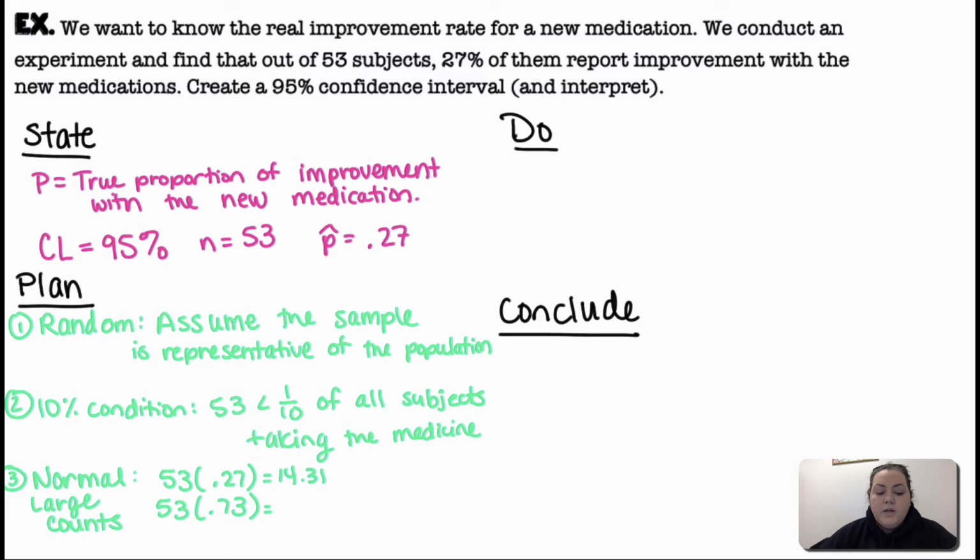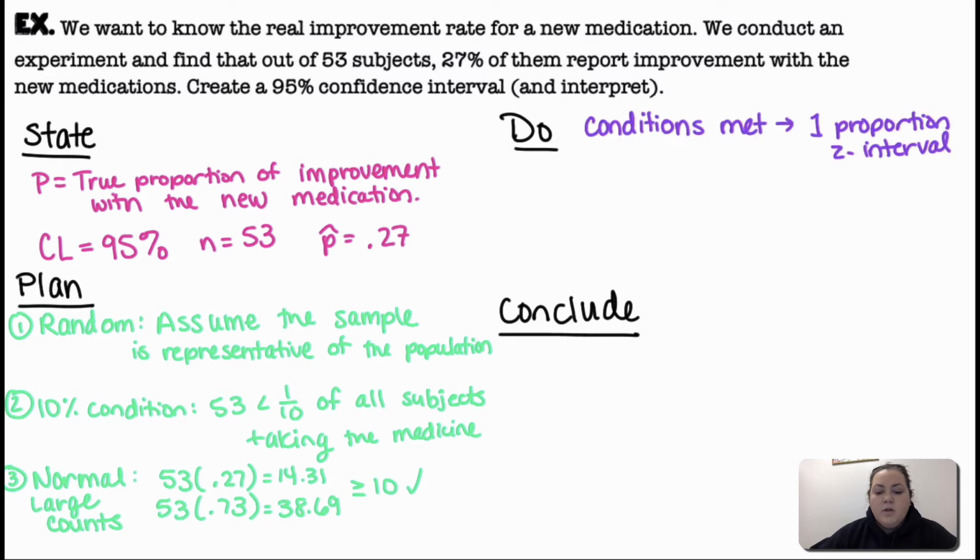53 times 0.27, that's n times p hat, gives me 14.31. And then 53 times 0.73, this 0.73 came from 1 minus 0.27, is 38.69. Those are both greater than or equal to 10, so that condition is met. All right, now we can move on to the do.